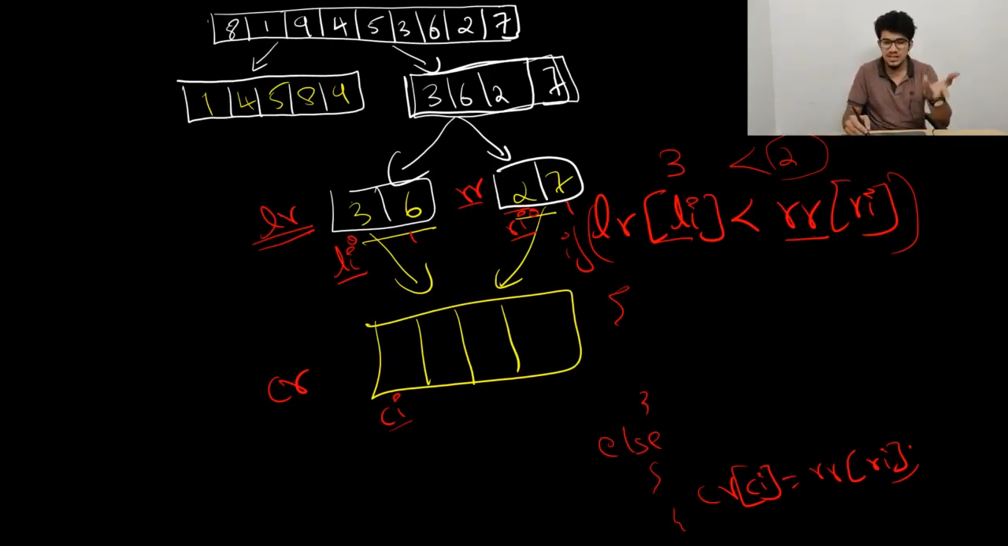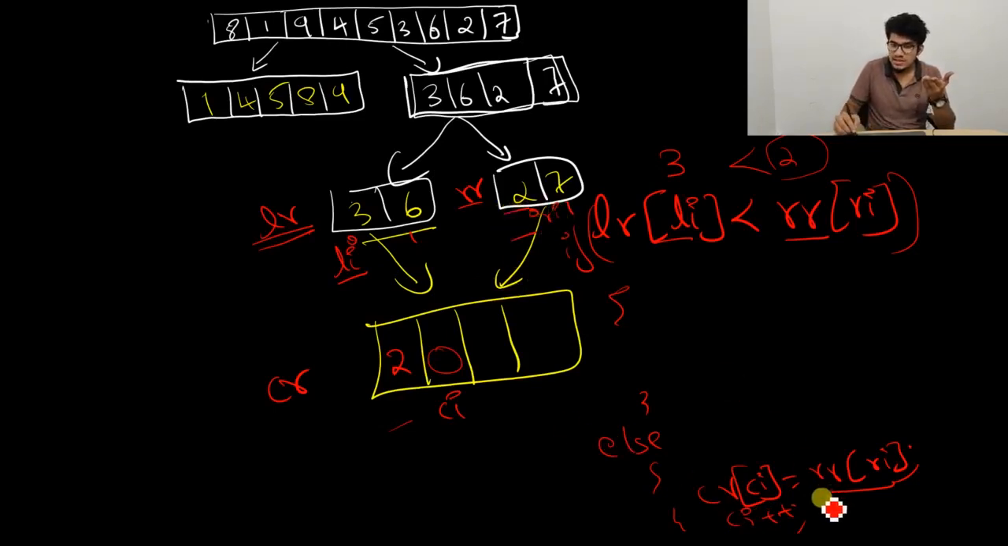So CI is a separate variable. Now RR of Ri, what is RR of 0? 2 is stored here, but as soon as you store 2, Ci should increment, because the next element has to come here. So Ci plus plus. Not only that, Ri is finished, so Ri plus plus should happen. Ri plus plus, Ci plus plus, like this. So Ri is incremented to this location.